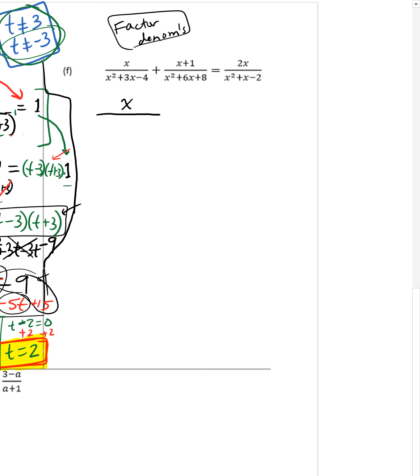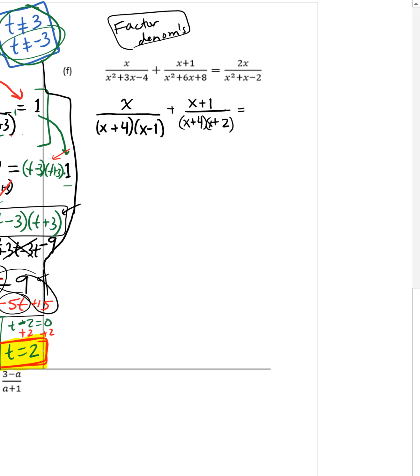Okay, so the first one, it's x squared plus 3x minus 4. That factors into (x plus 4)(x minus 1), because it's a trinomial with leading coefficient 1. Plus, the second fraction has (x plus 1) over x squared plus 6x plus 8. So I'm just looking for what numbers multiply to 8 but add to 6. 4 and 2, or 2 and 4, whatever.